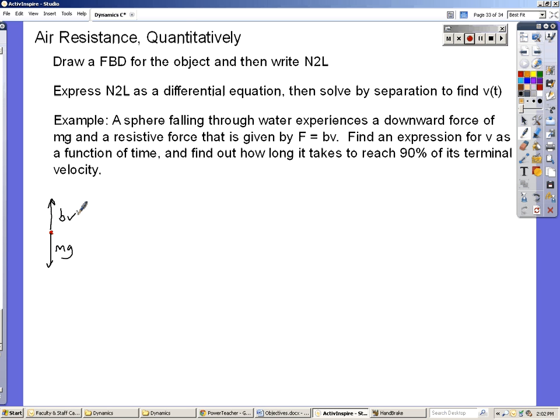And so we'll write Newton's second law. The physics here is really easy. The acceleration is going to be downward. So ma equals mg minus bv. Divide both sides by m, we get a equals g minus b over m times v. There's our basic equation. You might remember the definition of acceleration here. Acceleration is the derivative of the velocity.